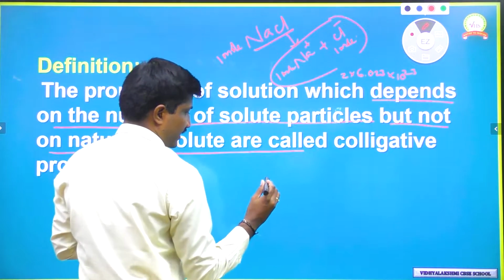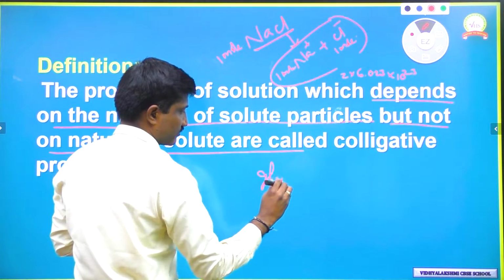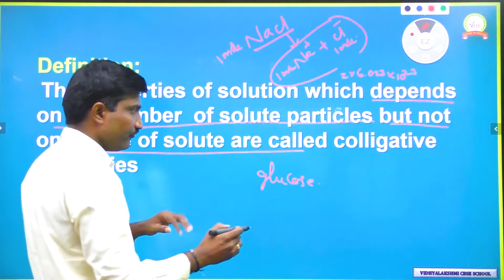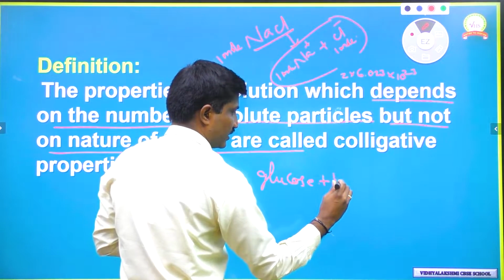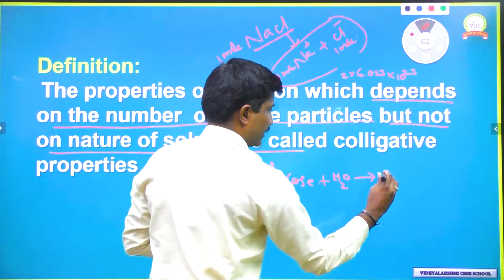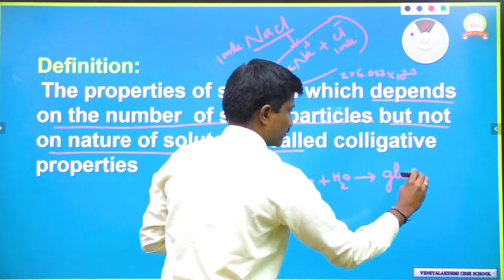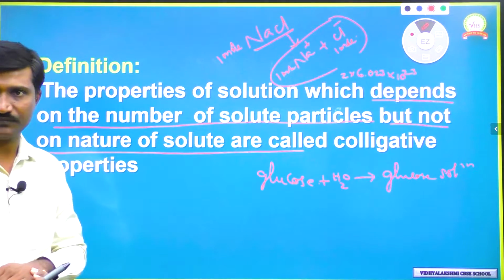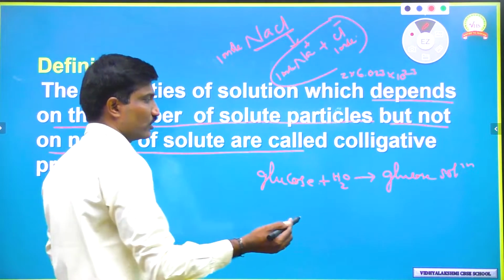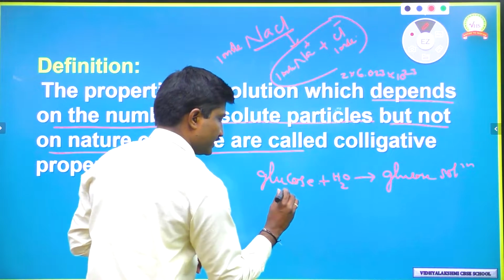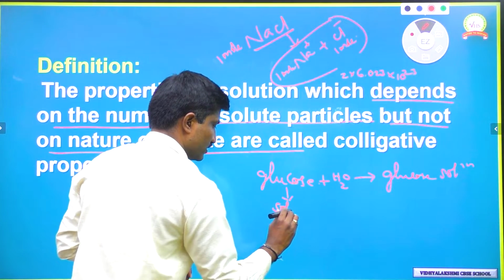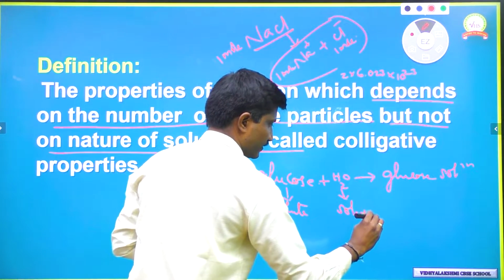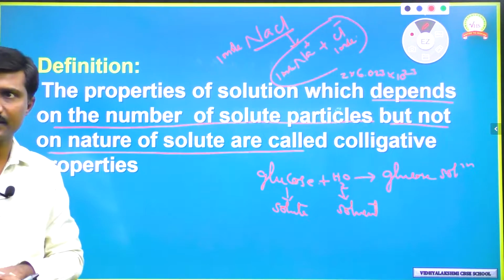And if you take glucose and dissolve it in water, we obtain a glucose solution. That obtained mixture we call a glucose solution. In this glucose solution, glucose is the solute and water is the solvent.